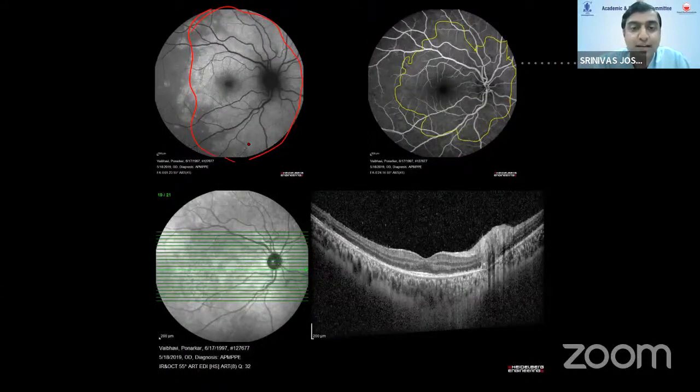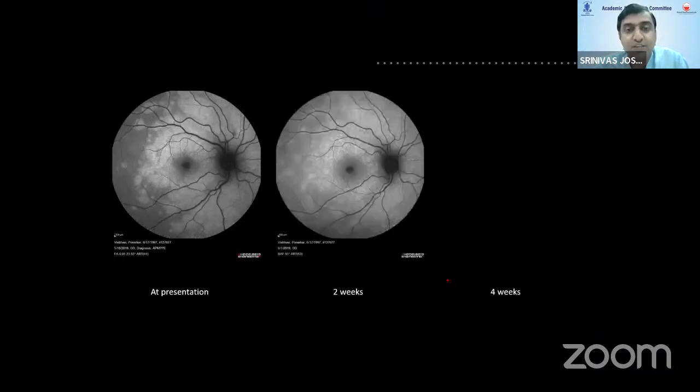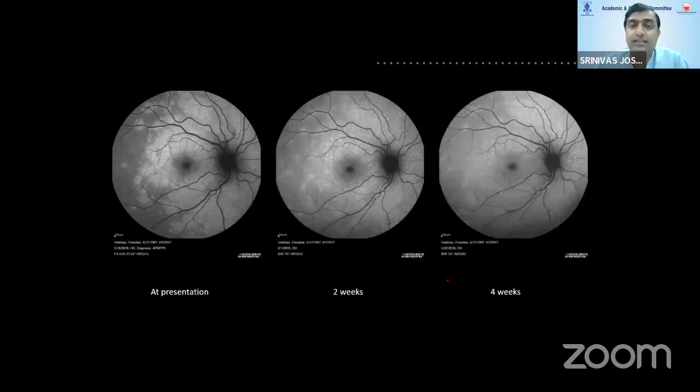And if you correlate it to the OCT, you can see some areas where there is loss of the outer retinal layers, and even in this area there is a loss of the outer retinal layers. Since the patient was symptomatic, she was started on steroids. Then after 2 weeks, we can see on the FAF how nicely it is trying to resolve.